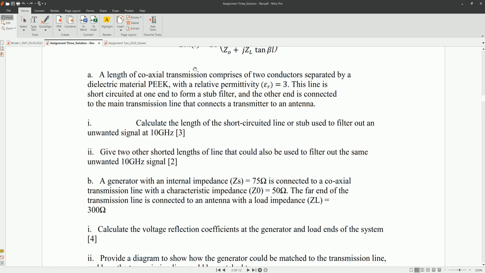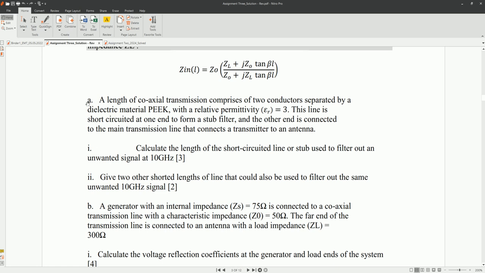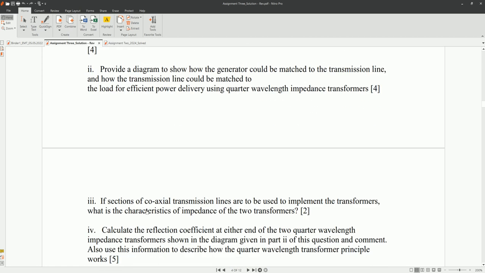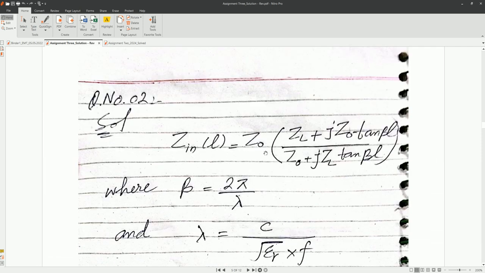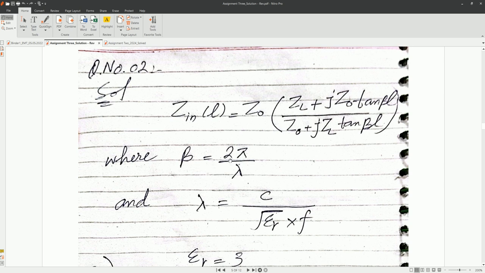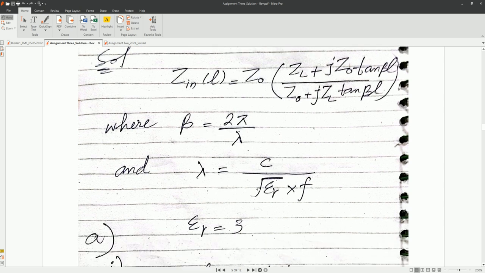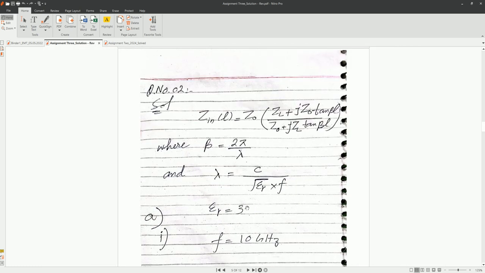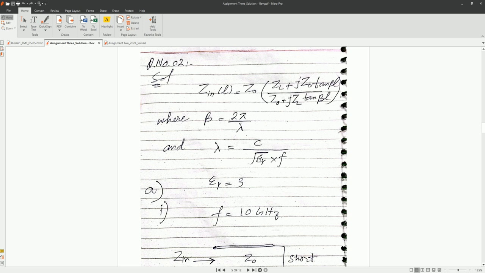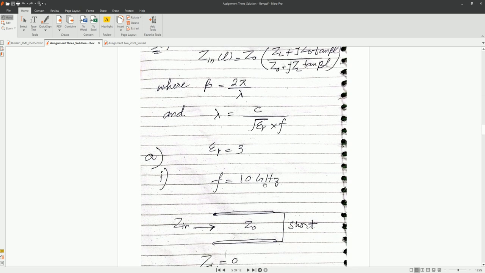Okay, so first we will discuss, step by step, parts A 1 and 2. So how will we do this? We have this formula Z in, l, Z0. Beta here is 2 pi over lambda, and lambda is c over square root of epsilon R times f. And here we have epsilon R because it's not air, it's some material. Okay, so we will use this formula. Not v equal to f lambda; lambda is equal to c over square root of epsilon R times f. f is 10 GHz, and here we have a short circuit.